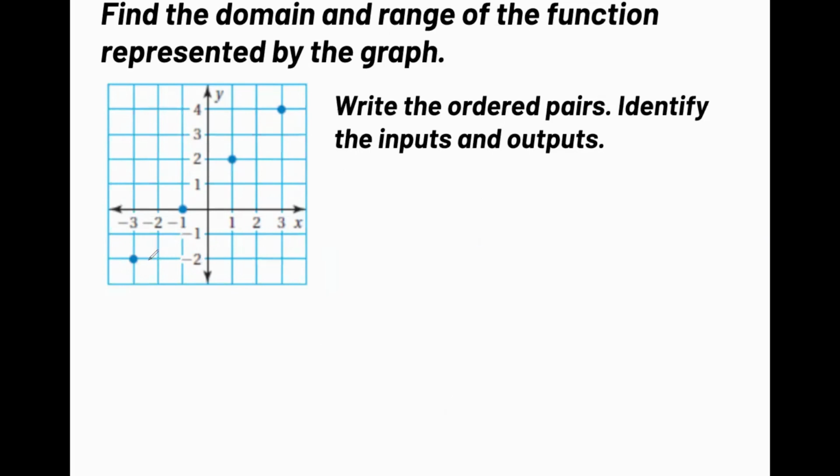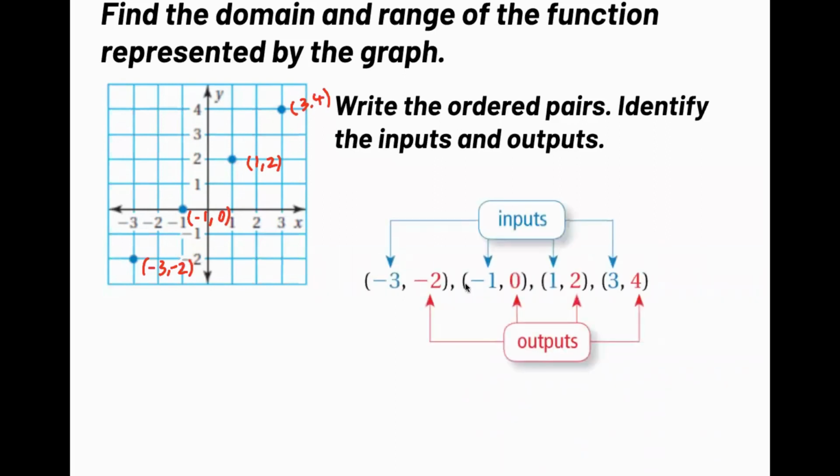This ordered pair right here would be -3, -2. The second one would be -1, 0. Our third one would be +1, +2, and our last one would be +3, +4. Now I can go ahead and write those down, and then identify which ones are my inputs and which ones are my outputs. Remember, the inputs are just your x values, and your outputs are just your y values.